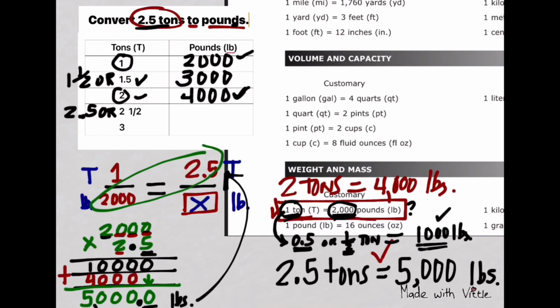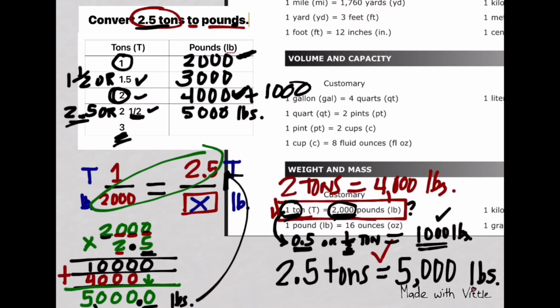Now, what about if we have 2.5? So you know you have 2 tons, which is 4,000, and that half. Remember, half of 2,000 is 1,000. So you're just adding 1,000 to your 4,000. Therefore, 2.5 tons is going to be a total of 5,000 pounds. Does it make sense?